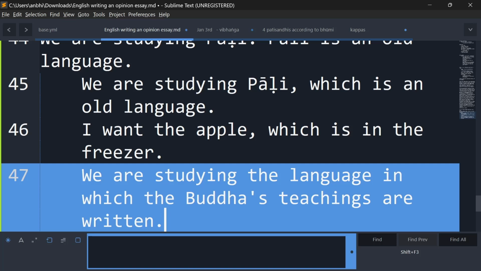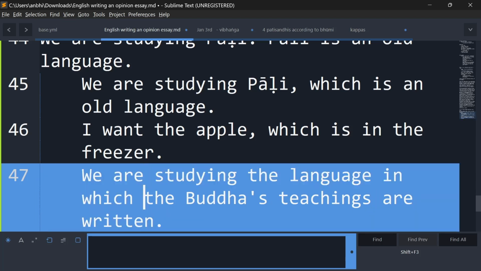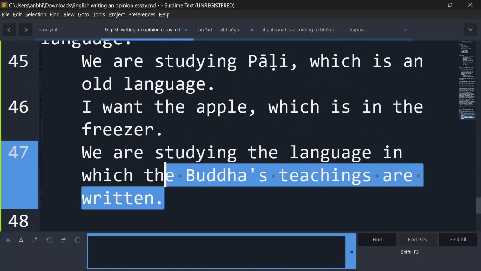We're studying the language in which the Buddha's teachings are written. Is this another clause? The Buddha's teachings are written. Is this another clause?